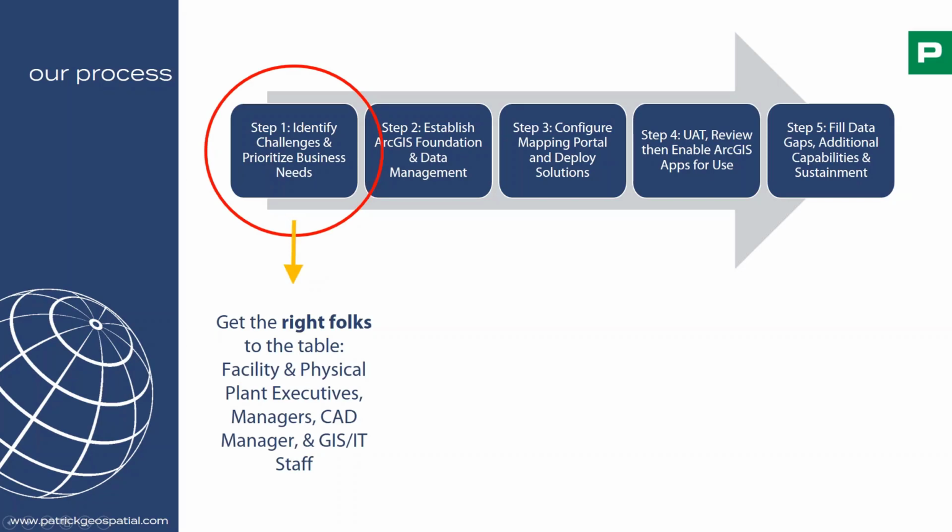All right, so the first thing we like to do is get the right folks to the table, right? All the critical stakeholders. This is going to include your facility and physical plant executives, and those folks that have those recognized challenges or needs. Some of those may be acute and they've just happened, or ones that have sort of been persisting over time.